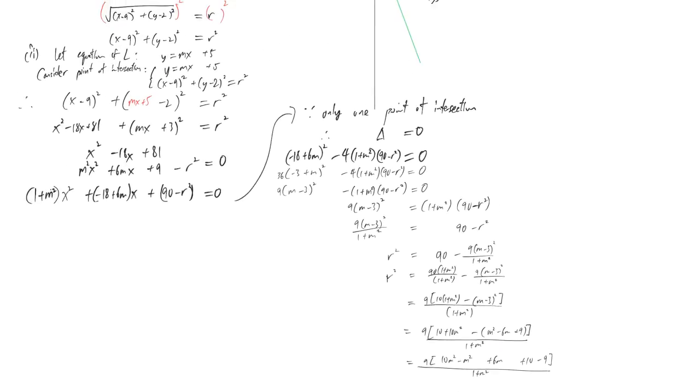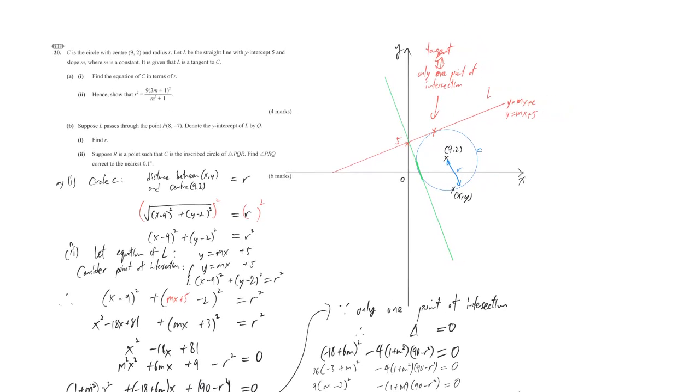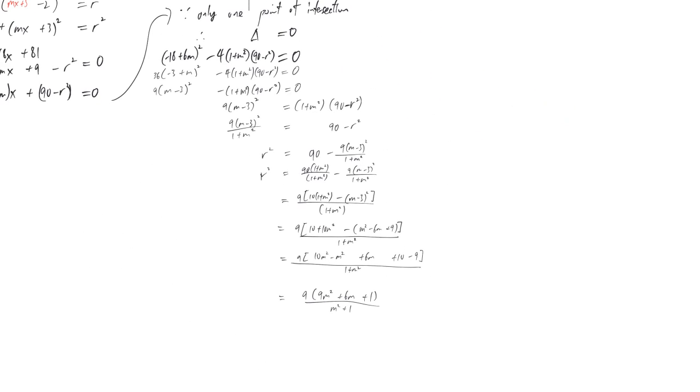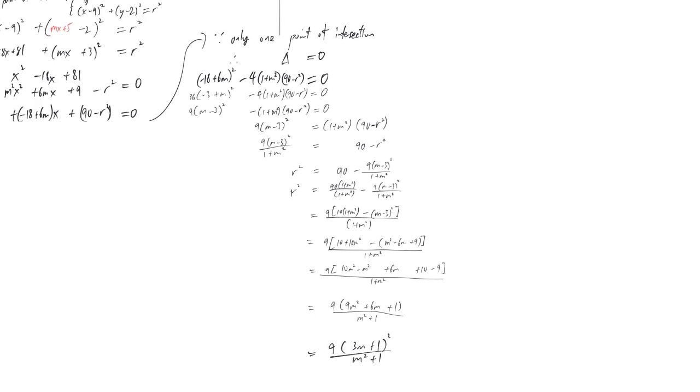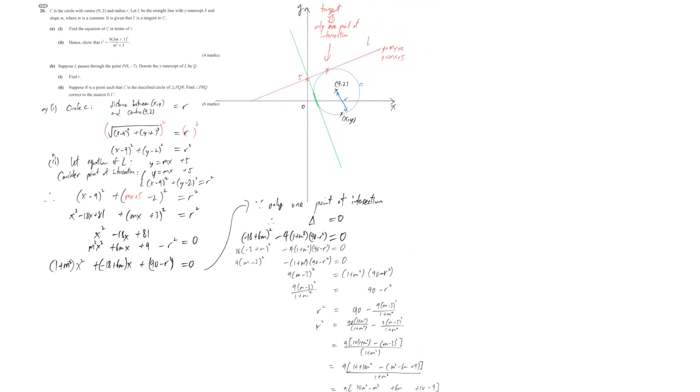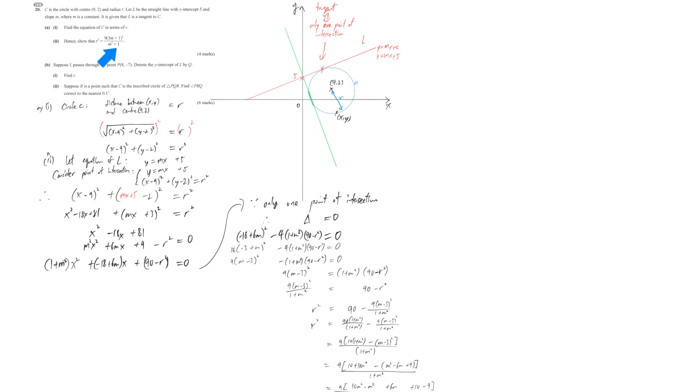And then it's time to compare with our target. Our target should be 9 times 3m plus 1 bracket squared. So we are finding whether this one is the same. By identity, we know that this part is 3m plus 1 bracket squared. So basically, we have already proved the situation. We finished part A2 here.